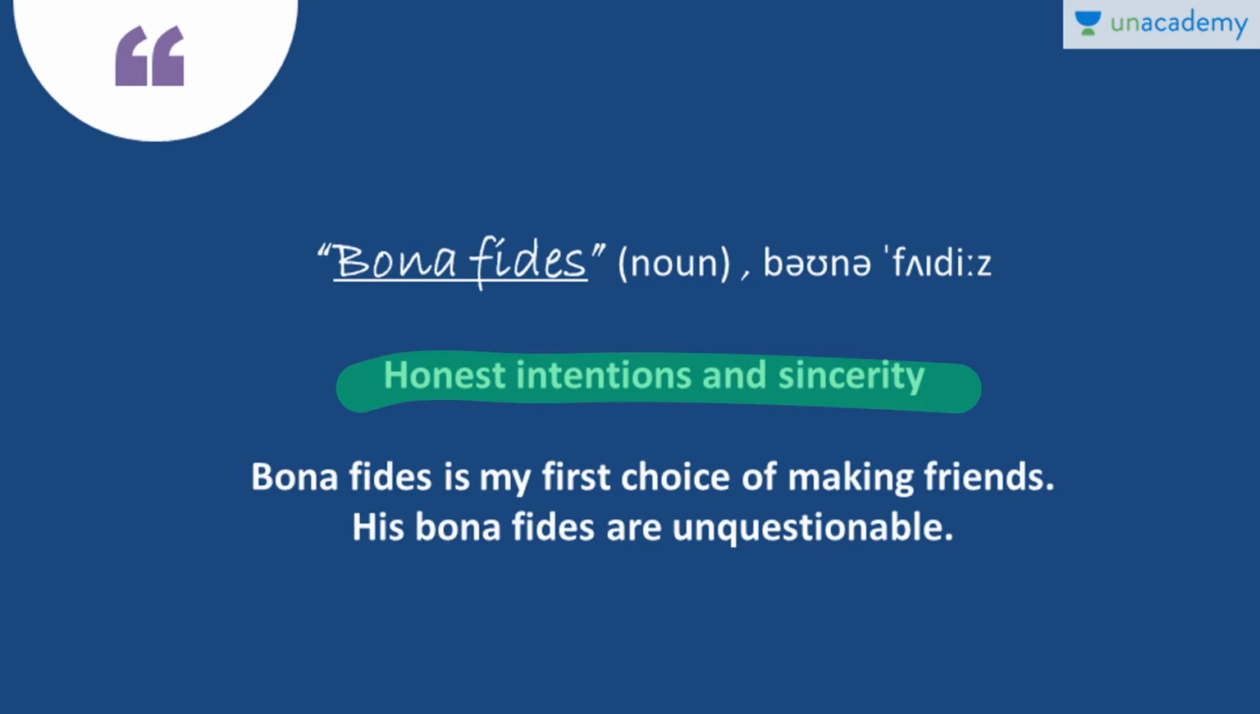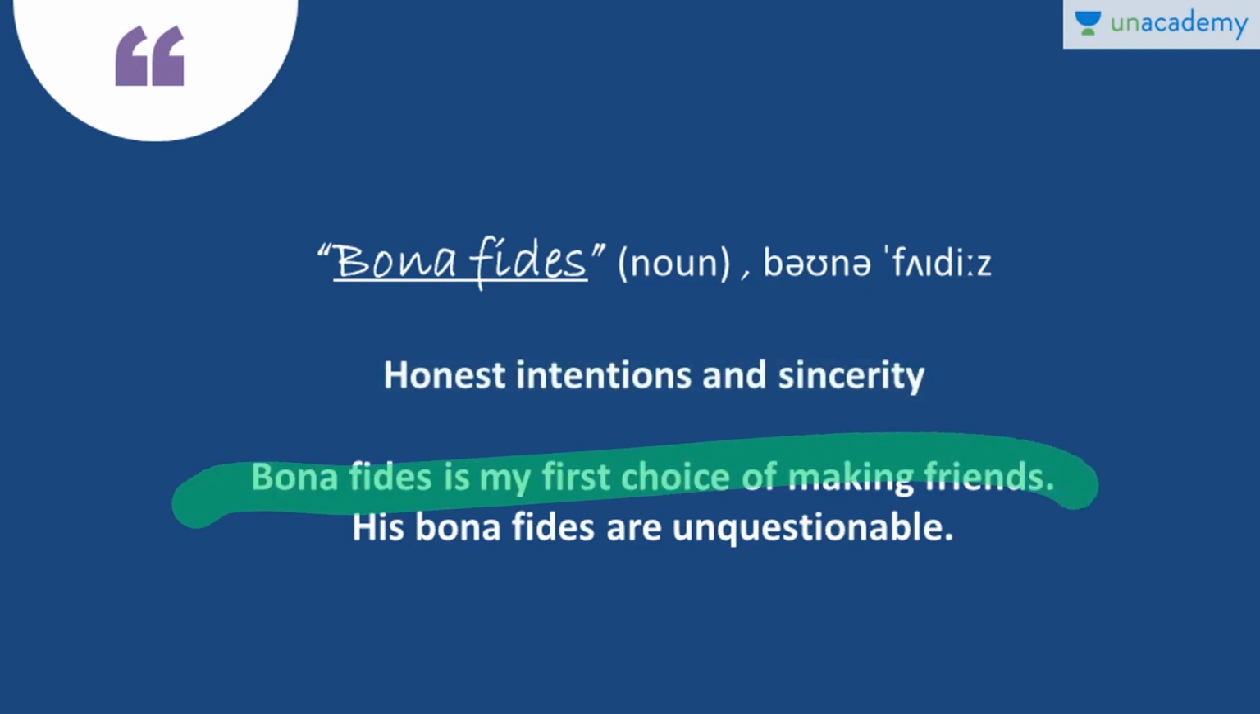Like I can have an example also. Bonafides is my first choice of making friends. Obviously, whenever you are making a friend, you will expect that your friend should have honest intentions with you. Your friend should have some sort of sincerity in him. So Bonafides is my first choice of making friends. I always look for Bonafides whenever I am making a new friend.